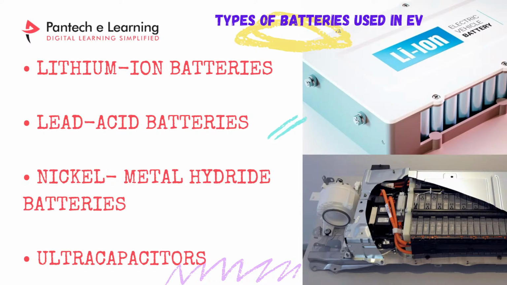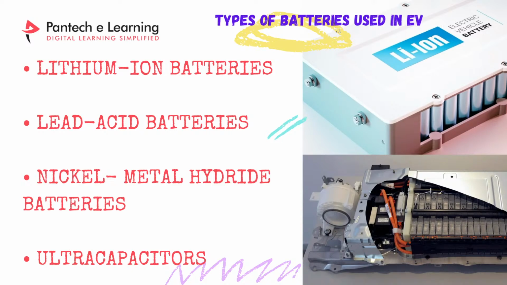So what are lithium-ion batteries? Nowadays they are very popular because they offer a very high energy to weight ratio, allowing them to store a lot of energy in a relatively small and lightweight package. That is why they are so popular, because this is crucial for electric vehicles. They provide a longer driving range without adding excessive weight.